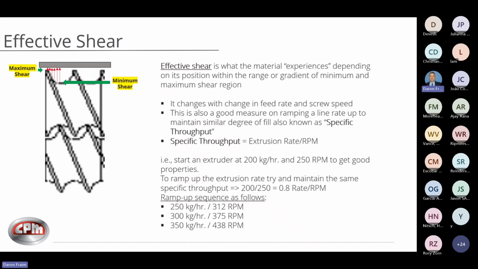So then what I would do is, if I'm going to start pushing that line up, I want to keep that same ratio, 250. If I move to 250 kilograms an hour, then I need to bump my screw to 312 RPM to maintain that 0.8. If I move up to 300, I want to turn the screw to 375 and so forth. If I move to 350, I want to turn it 438. So that's keeping that balance of fill the same.